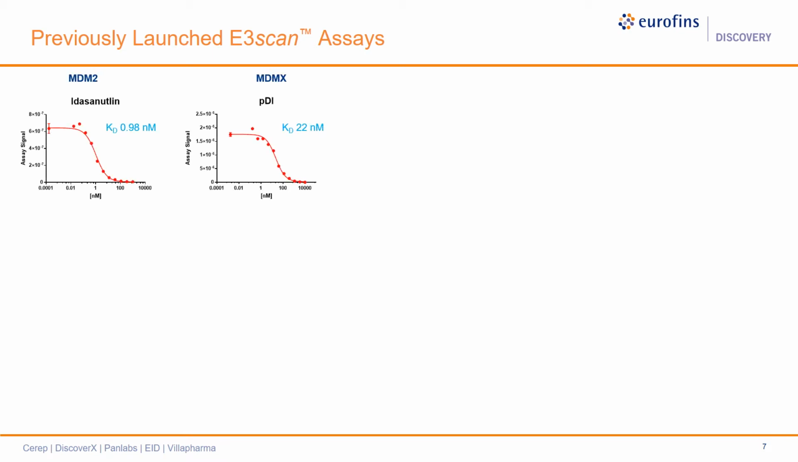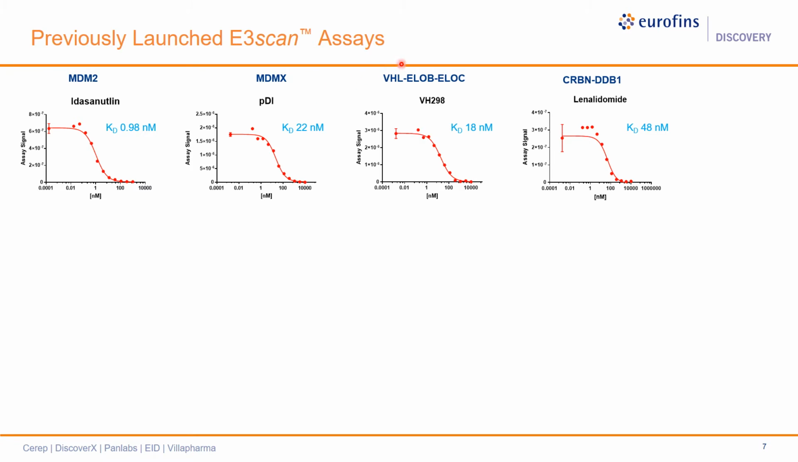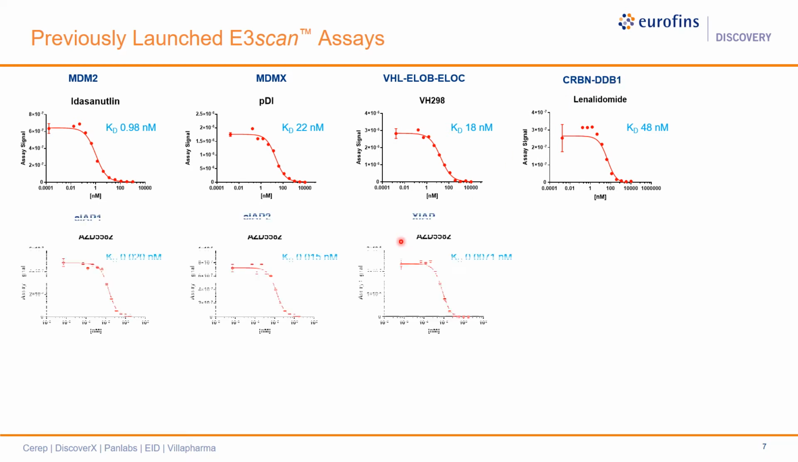Here are shown representative control ligand curves of these targets using our E3scan assays. You can see here is an example of a simple class of E3 ligases such as MDM2 and its partner MDMX, which has no known E3 ligase activity. Here are shown complex E3 ligases, VHL and cereblon, that require partner proteins for their activity. And here are the BIR domain E3 ligases, cIAP1, 2, and XIAP.